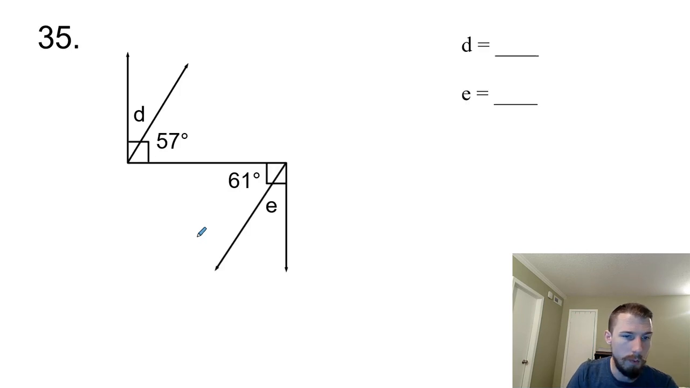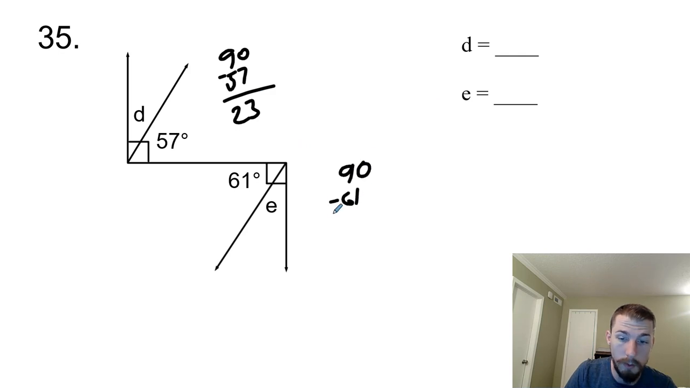All right, one more. On this one, notice we have two 90-degree angles, which means they're going to be perpendicular. So if this is 57, all I need to do is find the complement of that. So 90 minus 57, which is going to be equal to 23. Okay, and then over here, we're going to do the same thing, 90 minus 61, which is going to be equal to 29.